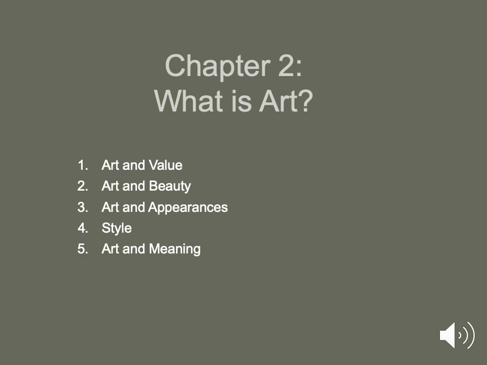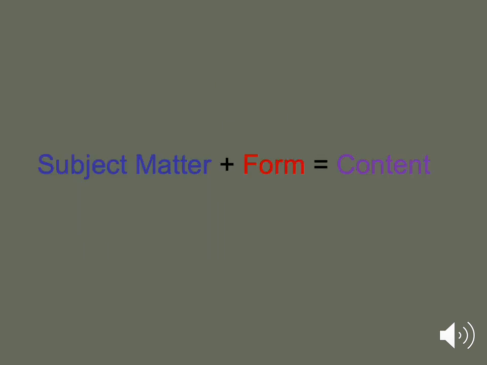Welcome to Chapter 2, What is Art? Part 4. In this chapter, we will be discussing, amongst other things, art and meaning. So we've already slightly discussed subject matter, form, and slightly content. I want to go a little bit more into the specifics of what these terms mean.